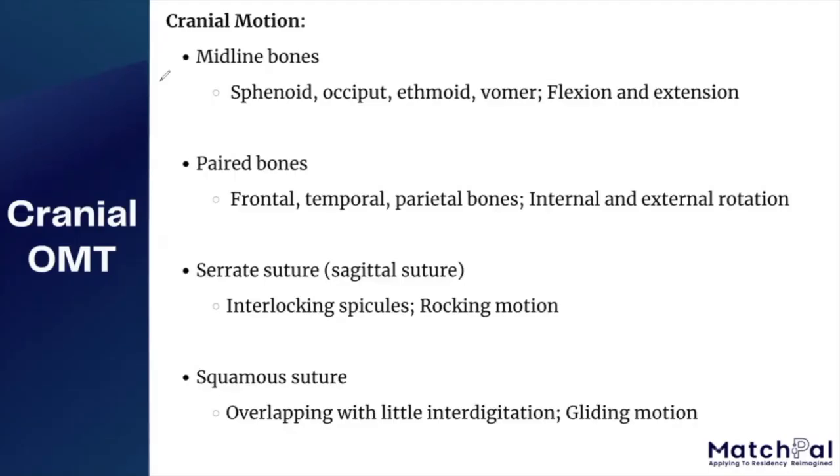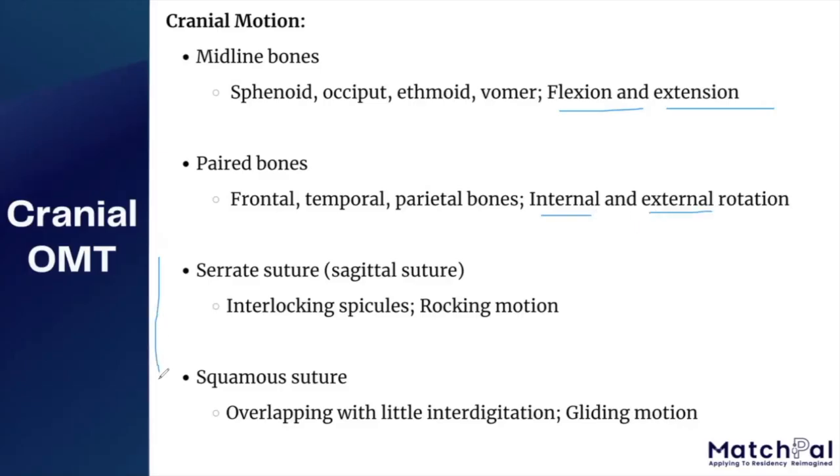When it comes to cranial OMT, we'll divide cranial bones into midline versus paired bones. Midline bones will primarily move into flexion and extension. Those would be the sphenoid, occiput, ethmoid, and vomer. The paired bones will be the frontal, temporal, and parietal bones. Remember, the frontal bone is considered a paired bone, as the two components are separated by the metopic suture, as discussed in Lesson 1. Paired bones will move into internal and external rotation.